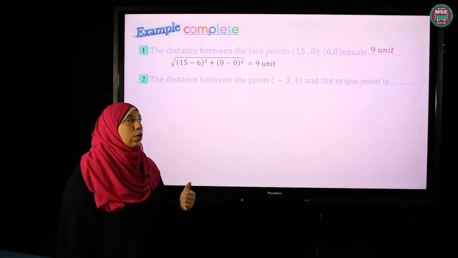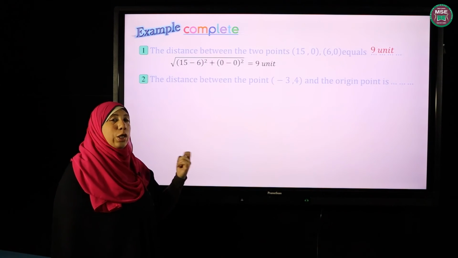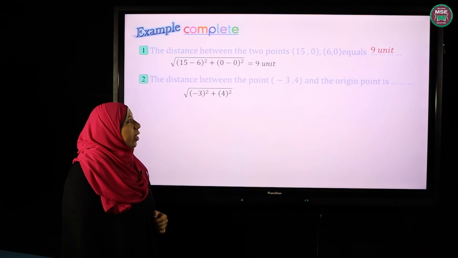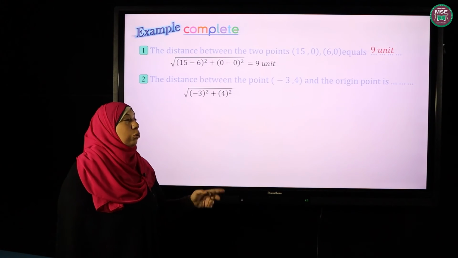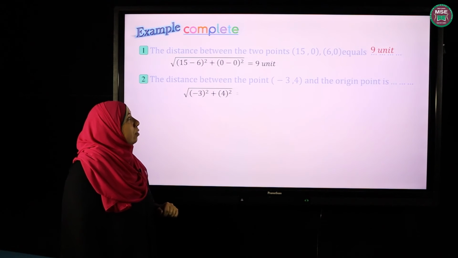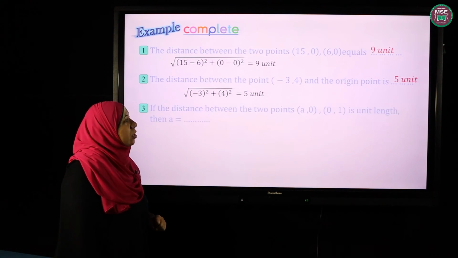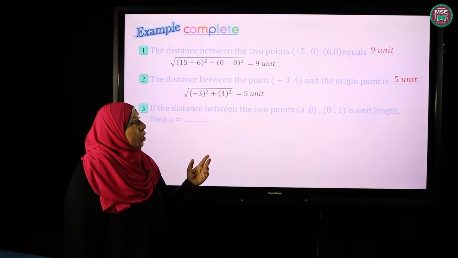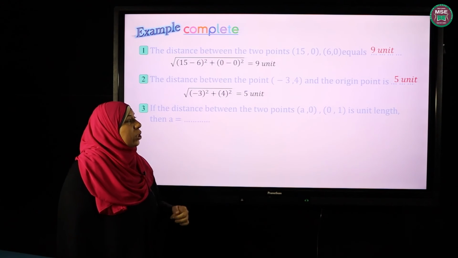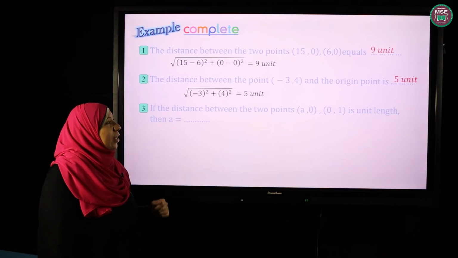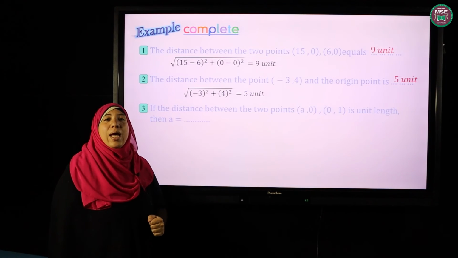As we said in the remark, to find the distance between any point and the origin, we will take the square root of x power 2 plus y power 2, and for the same point it equals 5 units. Number 3, the distance between the 2 points (a, 0) and (0, 1) is 1 unit length. Find a. To find a here, we will make an equation.